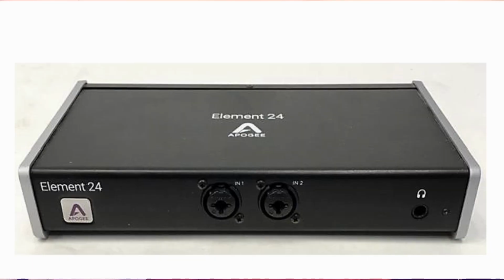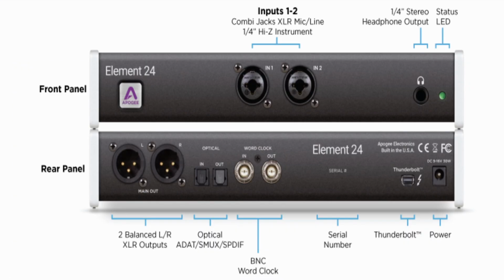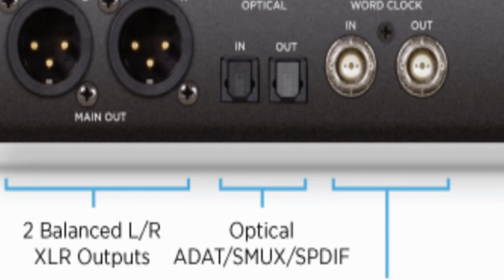In this instance, I am using an Element 24 Apogee, which has 2 inputs of XLR connection as well as a 1/4 inch connection for instruments, and then it has 2 XLR outputs. If you count as well the optical ADAC connections, it offers 8 more channels of digital information for transferring. So that totals up to be 10 inputs and 12 outputs.